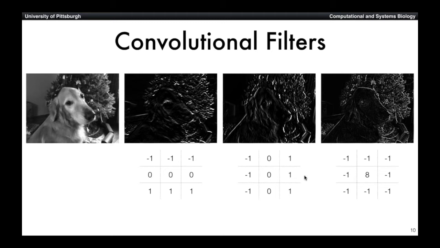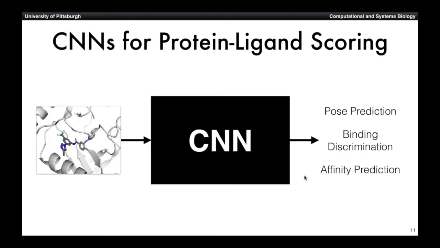And so if you think about 3D structure design, right? You have spatial relationships, and you can imagine learning local features such as a hydrogen bond, a van der Waals contact, and then you can imagine combining those into higher order features such as hydrophobic enclosure. And so our goal is to learn CNNs that do this for protein ligand scoring, so we can do all these tasks.